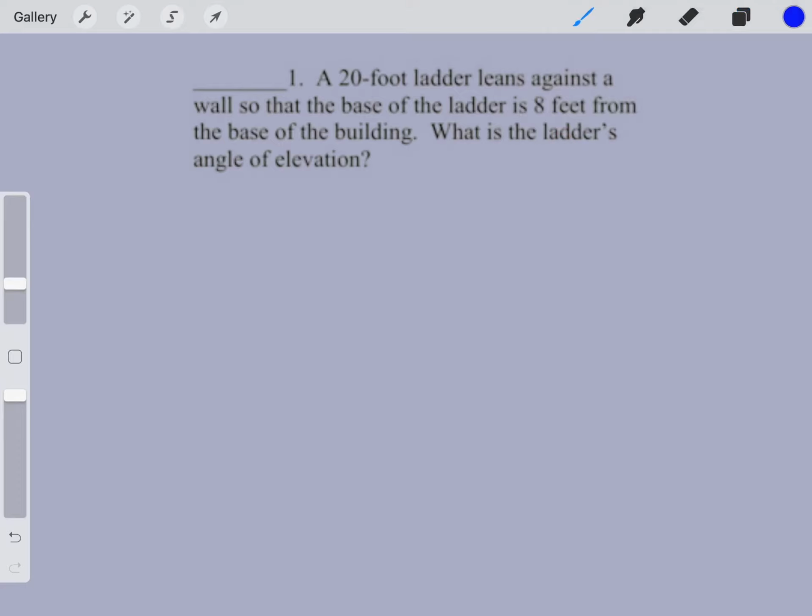So let's read this problem. It says, a 20-foot ladder leans against a wall so that the base of the ladder is 8 feet from the base of the building. What is the ladder's angle of elevation?